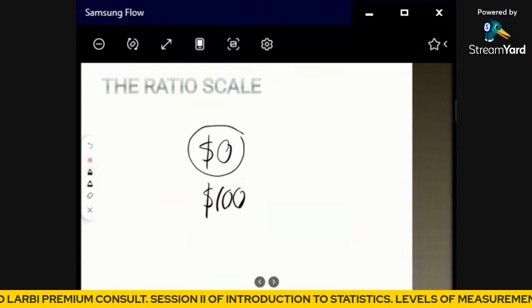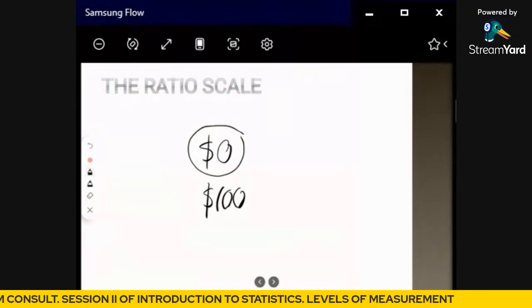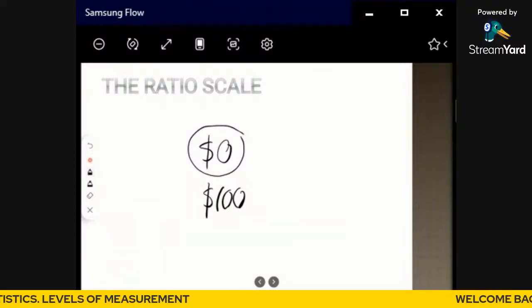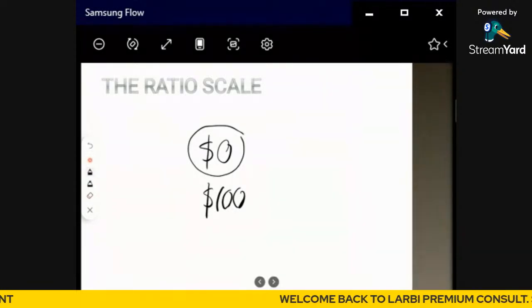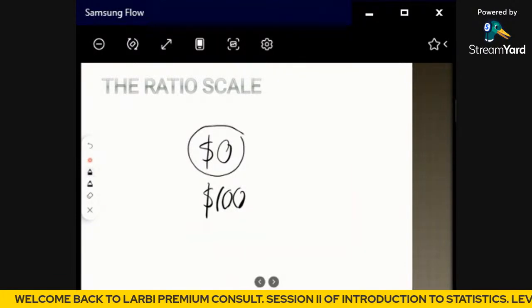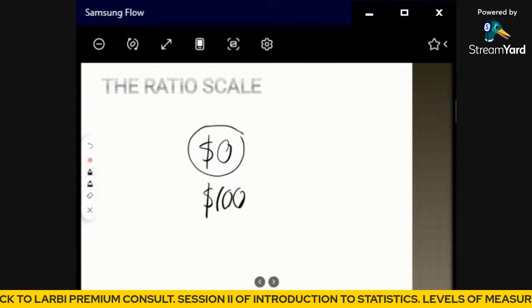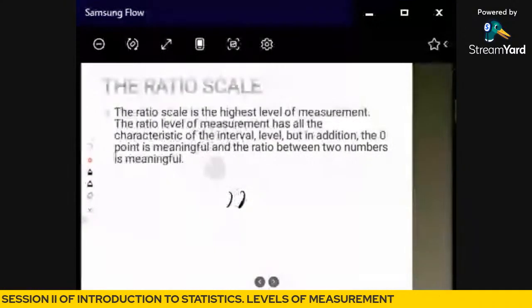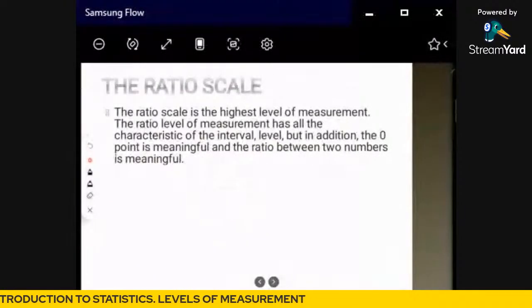But when it comes to the interval scale, there is no meaningful 0, or 0 is not true. We don't have a true 0 as a set of data, or as a starting point of data. Is that okay? But when it comes to the ratio scale, there is a meaningful 0. It means that if you have $0, you have nothing on your own. But if you have $100, you have something on you. So that is what the ratio scale comes to solve.